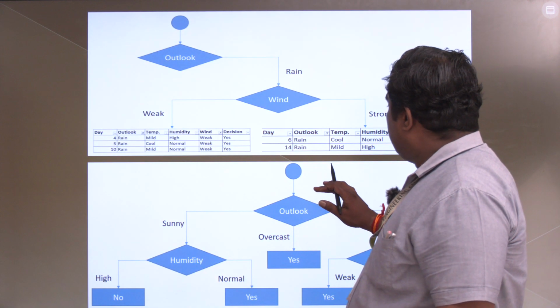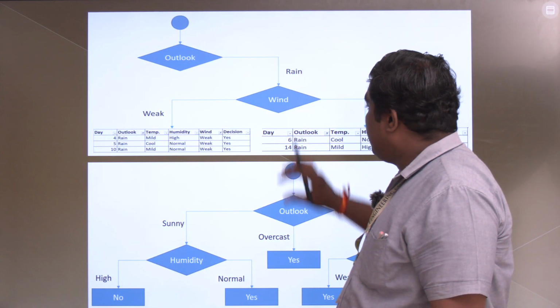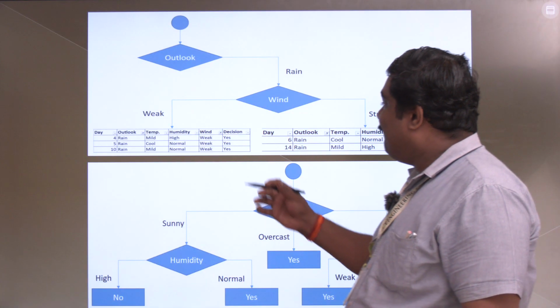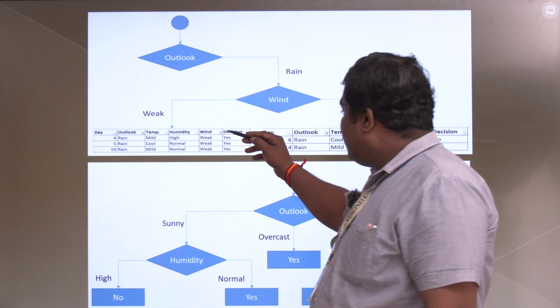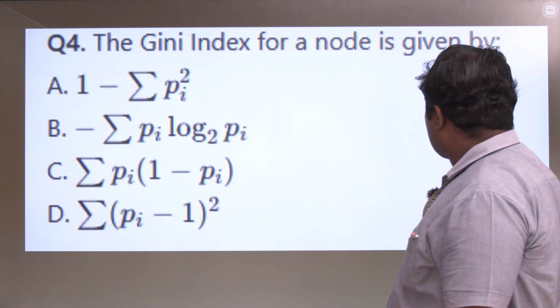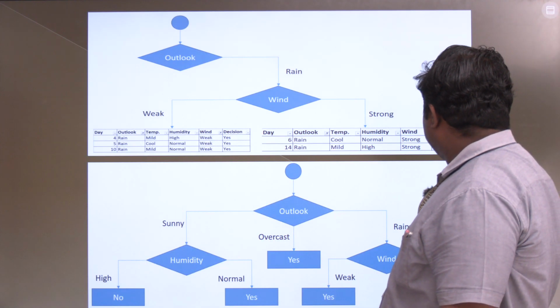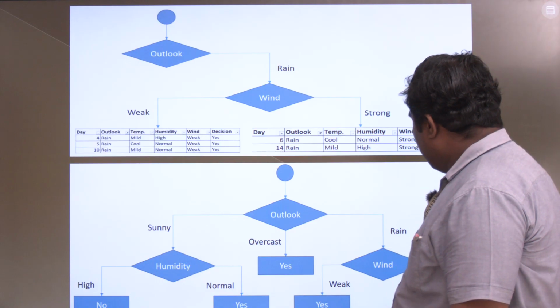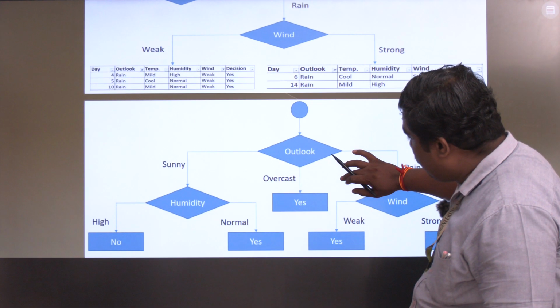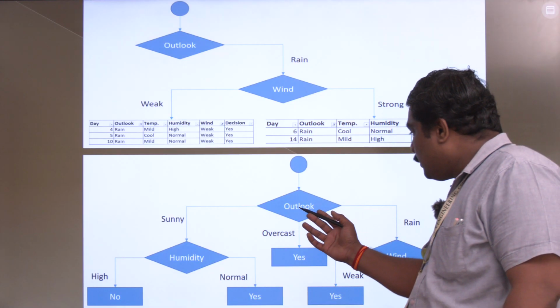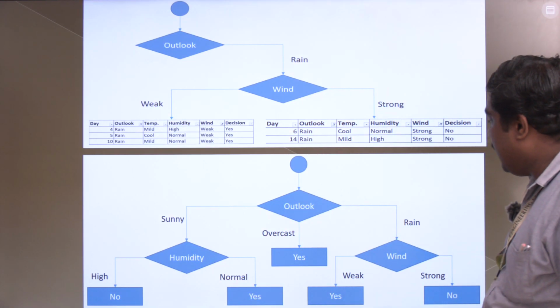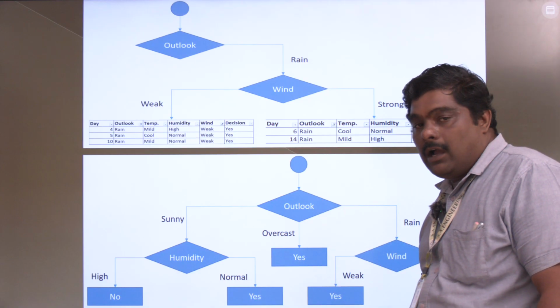Wind will be separated into weak and strong categories. From the weak there is a yes and from the strong there is a no. That means if you draw the decision tree for this table, from the outlook it will be separated into sunny and rain. The overcast will always be yes.